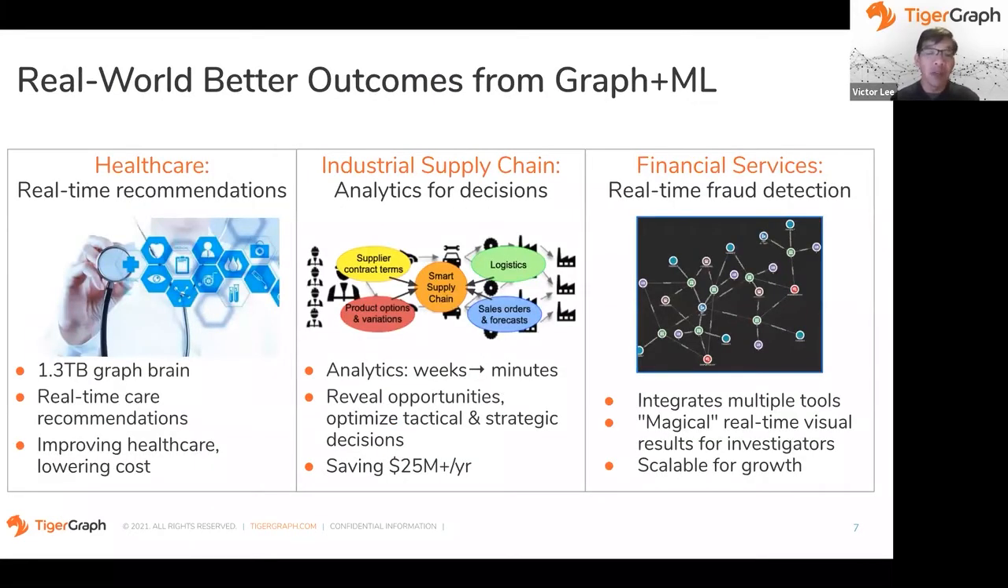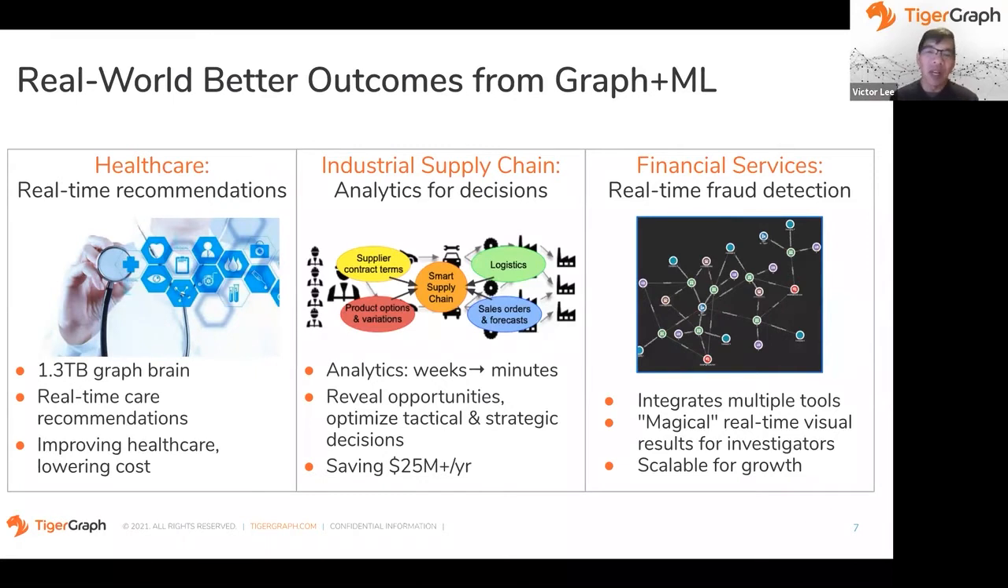Quickly, 3 real-world examples: healthcare recommendations. One of the largest health insurance companies in the US has assembled a graph brain of 1.3 terabytes, and they use this for real-time care recommendations, producing better healthcare at lower cost. Secondly, we mentioned Jaguar Land Rover. They're using this industrial supply chain, a smarter, deeper supply chain, to produce analytics for decisions to plan their manufacturing, to take care of disturbances like the massive disturbance of COVID-19, to better meet their customers' needs, to make better strategic decisions. They initially thought they would save $25 million. They now think they can save $100 million a year.